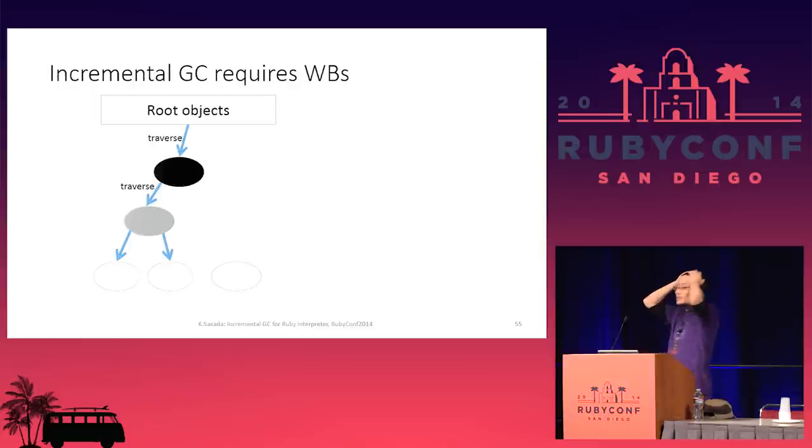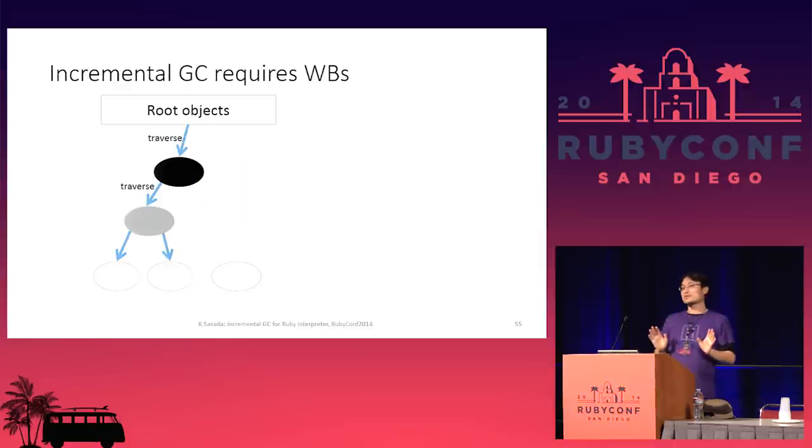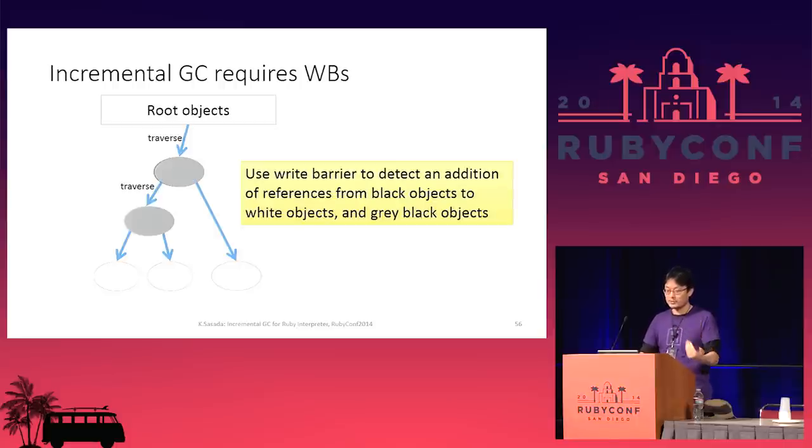So there is a similar problem as in generational GC. Stop the garbage collection marking phase and run the Ruby program. The Ruby program can make a reference from this black object to this white object. So the mutator can add a reference from a black object to a white object. It will become a marking miss because we do not traverse from black objects. So we need to remember this black object, or gray this object. So black to gray, and we can traverse this white object correctly. So this is what the incremental GC does.